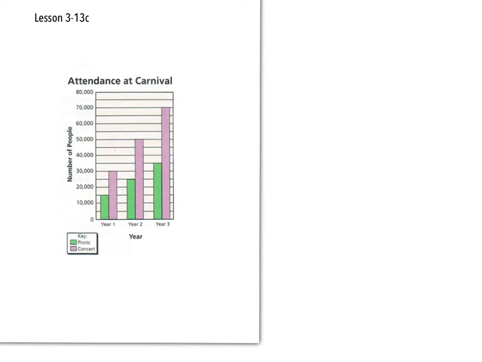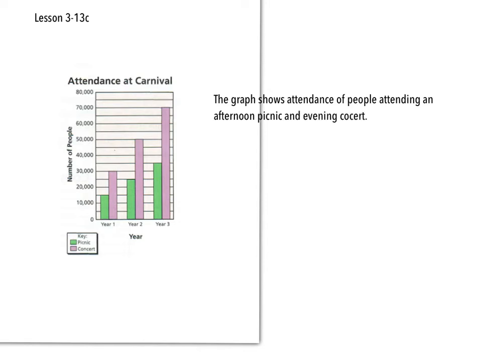Our first question is: the graph shows the attendance of people attending an afternoon picnic and evening concert. Do you see a pattern? If so, what is it?